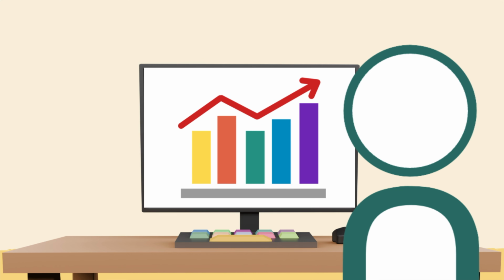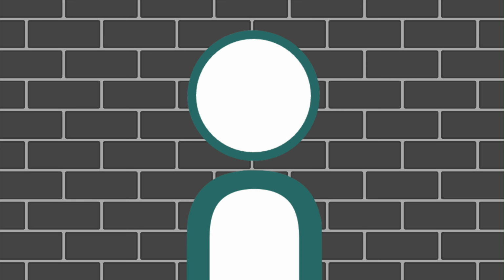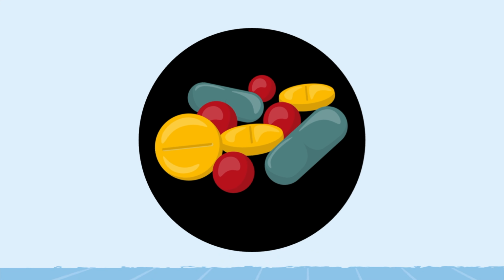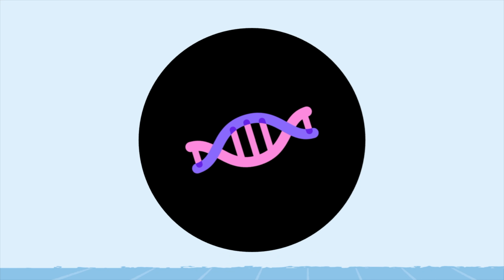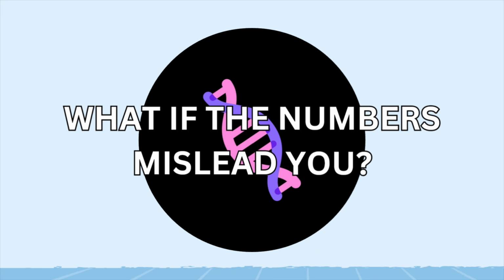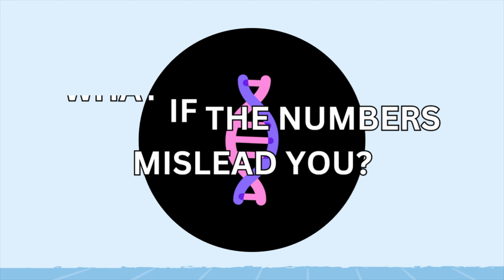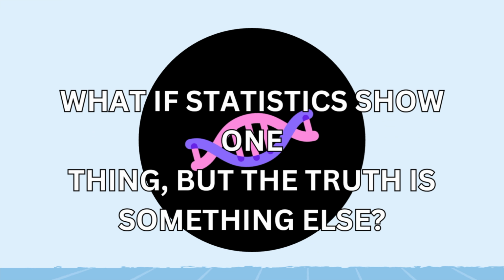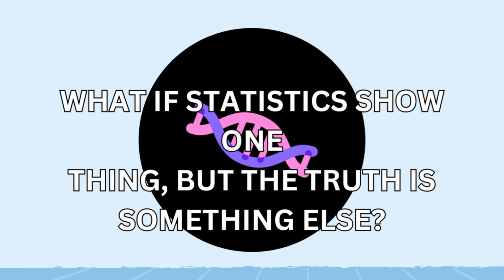Most of us trust numbers. In biology and medicine, biostatistics act as a referee, deciding whether a new drug really works or whether a gene actually causes disease. But what if the numbers mislead you? What if statistics show one thing, but the truth is something else?